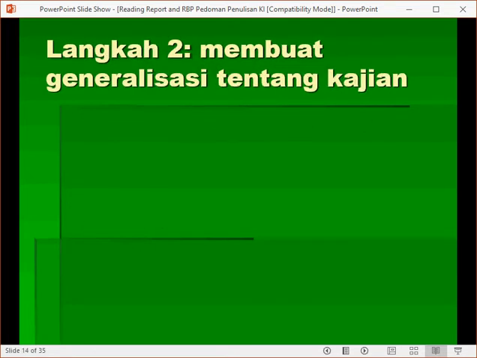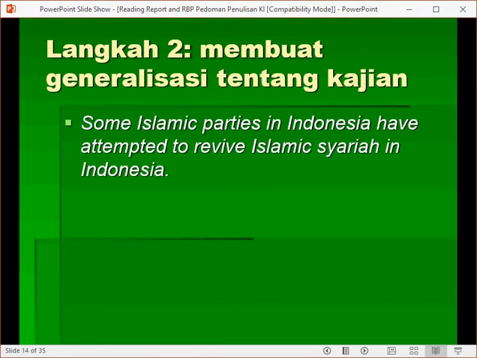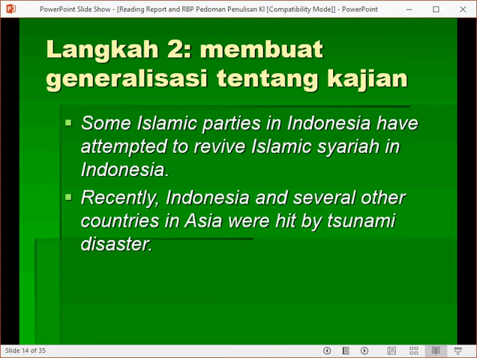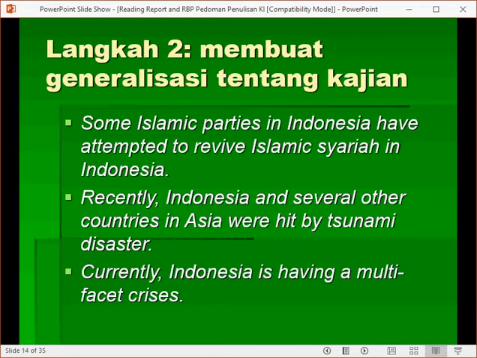okay, the second step is making generalizations of the studies. Some Islamic parties in Indonesia have attempted to revive Islamic Sharia in Indonesia. Recently, Indonesia and several other countries in Asia were hit by the tsunami disaster. Arguably, Indonesia is having a multifaceted crisis.